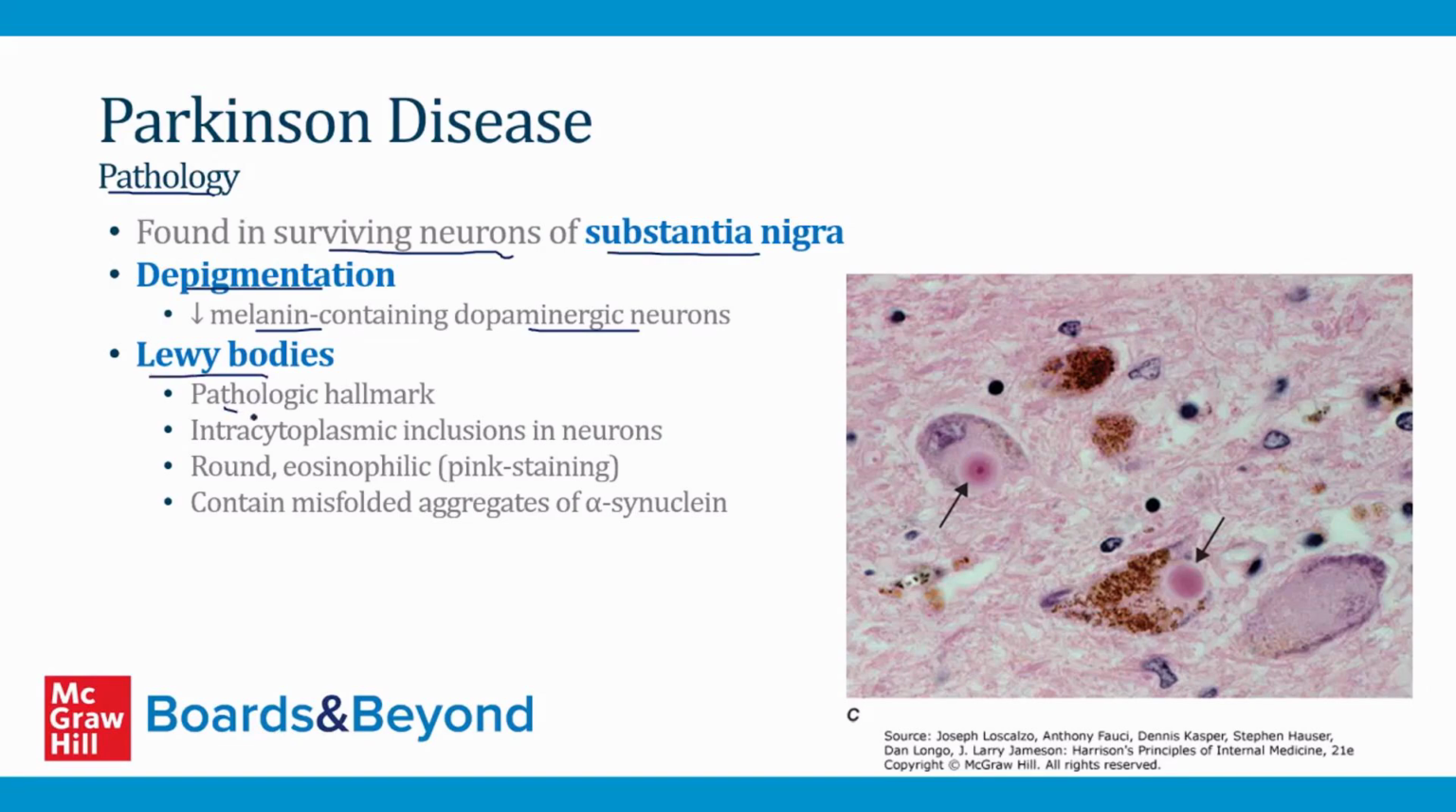This is the pathologic hallmark of Parkinson's disease. This image on the slide right here shows two Lewy bodies inside of neurons. This is one right here that I'm circling with my pen. This is another one right here. They are inclusions in the cytoplasm of neurons, intracytoplasmic inclusions. They're round and eosinophilic, which means they're pink staining. And they're made up of misfolded aggregates of a protein called alpha-synuclein.